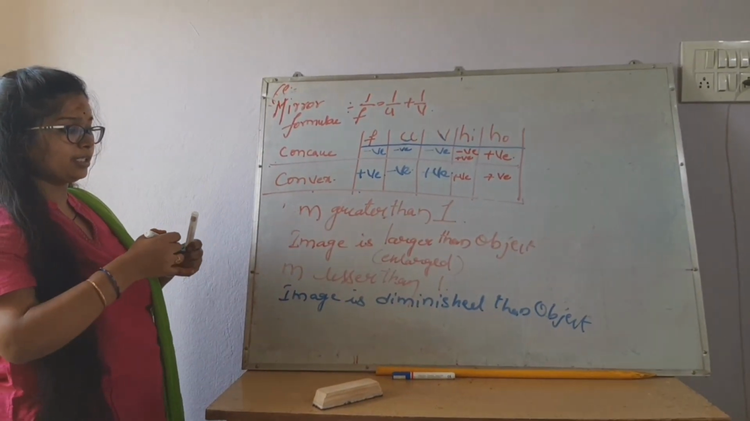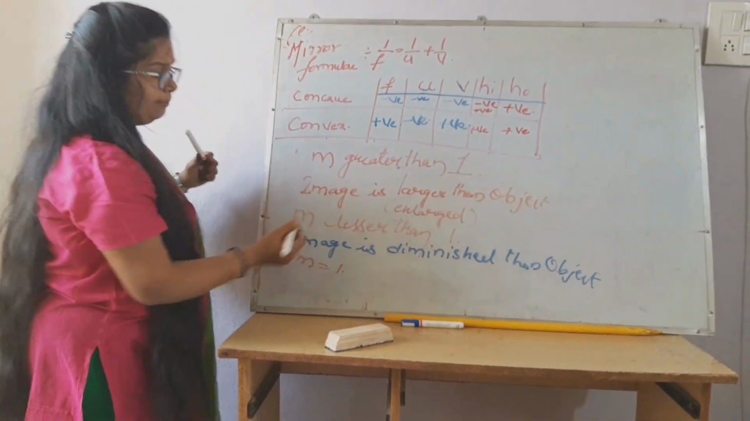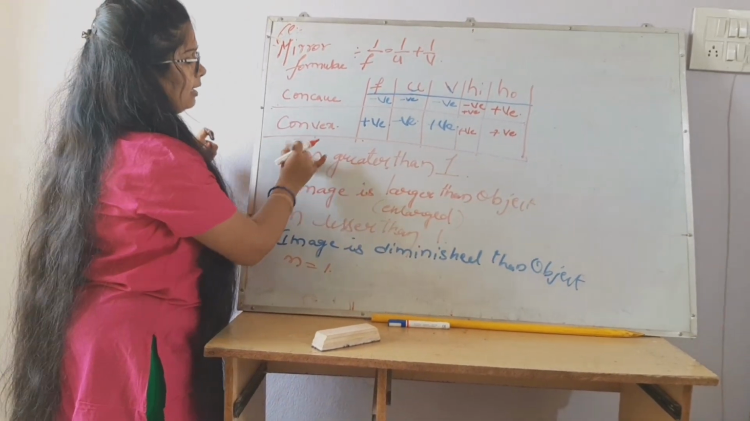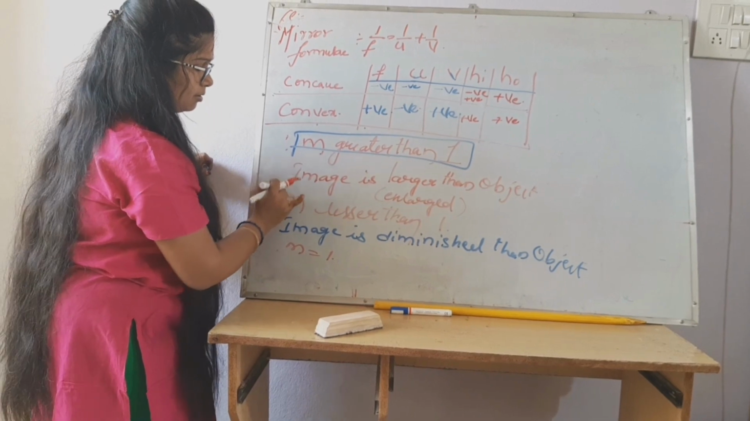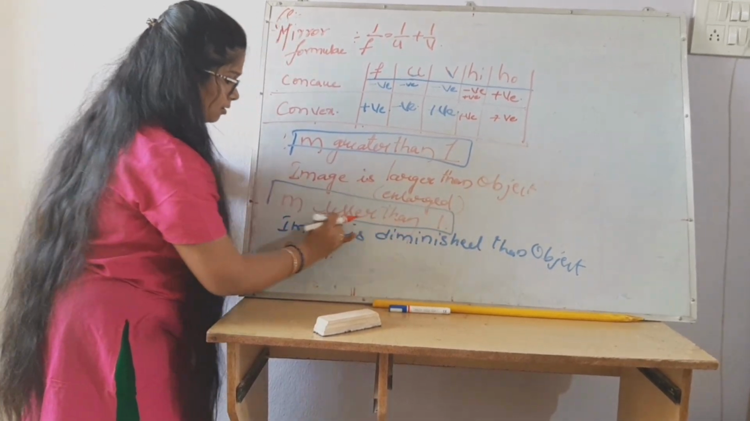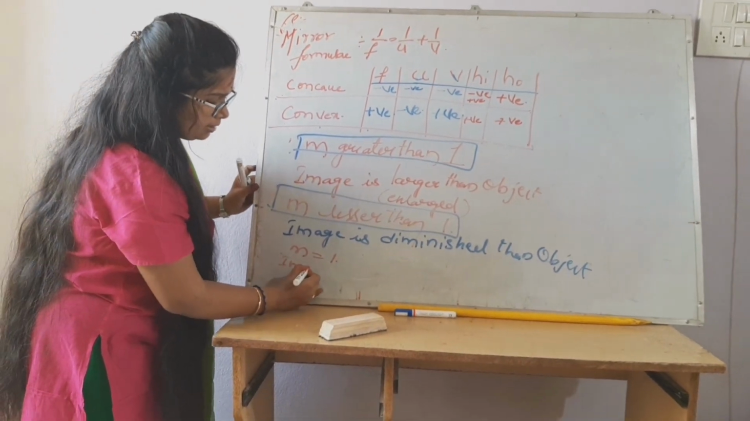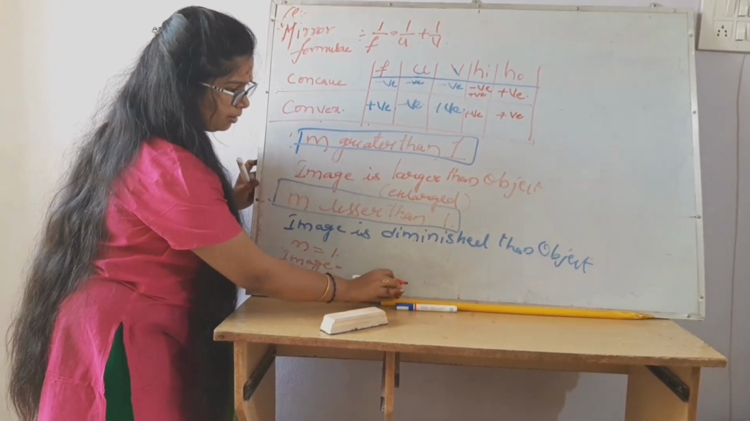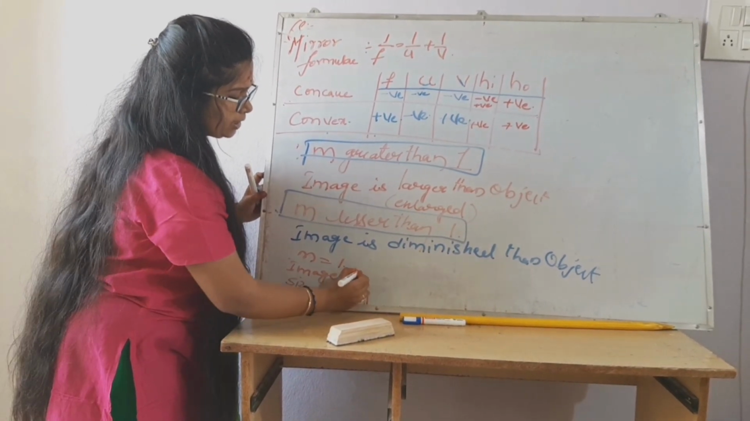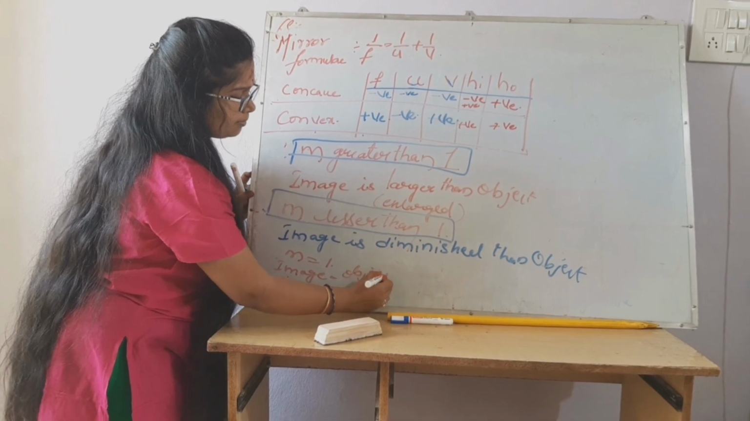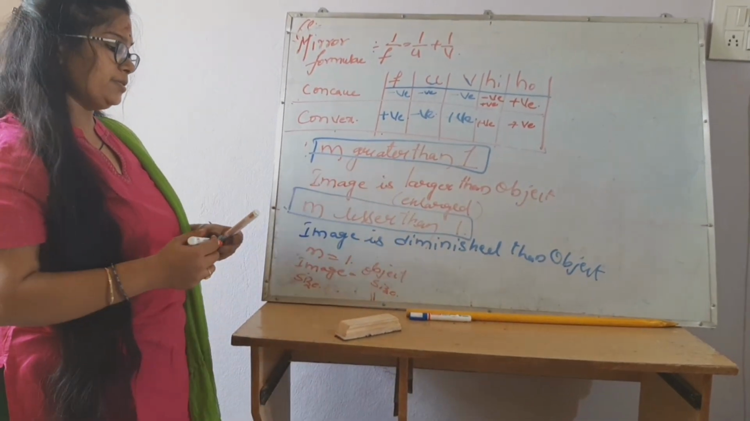Smaller than the object. If m is equal to 1, image size is equal to object size.